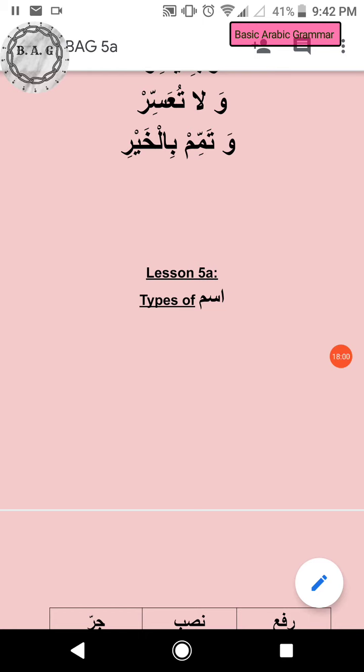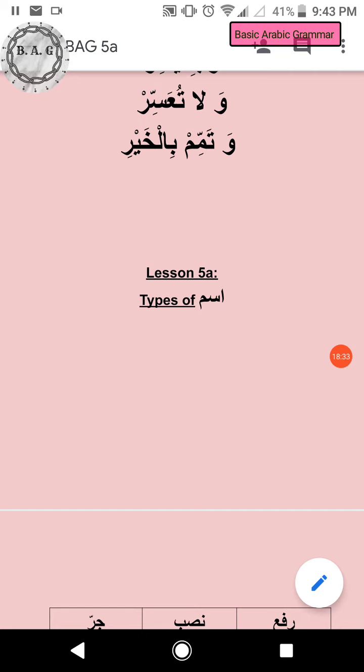And the last one is the munsarif group, which forms the bulk of all the asma. Nearly 83 or 88% of asma are munsarif. That's really a relief because most of our rules are actually going to be about munsarif asma. Munsarif asma are the tanween-bearing ones, and the rafa, nasab, and jar forms in the singular ism are different from each other.